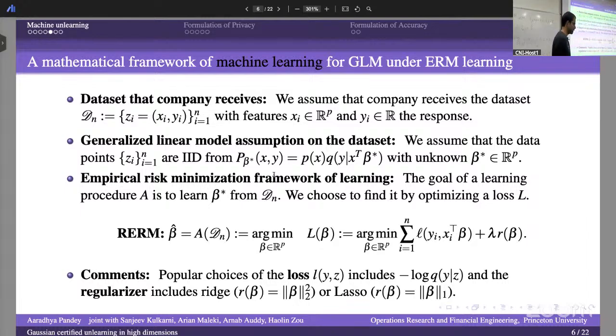So at least the data generating process is clear, which is a generalized linear model and IID, and the learning procedure is clear. This is the machine learning part of what I'm going to describe next. Comments are clear? Okay, I guess this is clear.